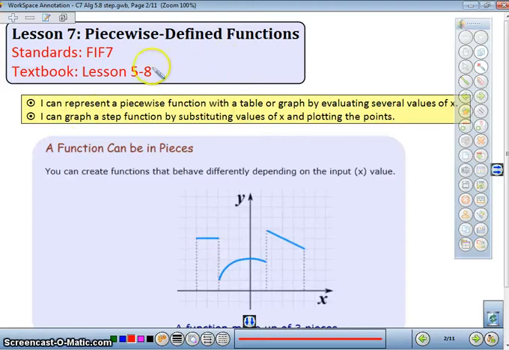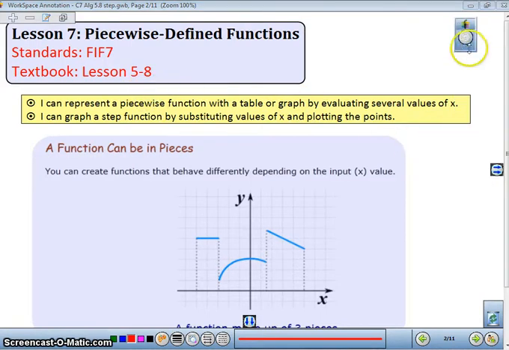Lesson C7, piecewise defined functions. If you were looking in your textbook, this would be in Lesson 5.8. The standard is F-IF 7. Here are the I can statements that you're looking at. I can represent a piecewise function with a table or graph by evaluating several values of x, and I can graph a step function by substituting in values of the plots.